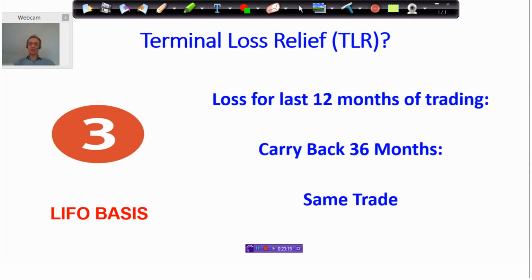Okay. Terminal loss relief, commonly known as TLR, is reasonably straightforward and very similar to the sole tradership option. We're really looking at trading, and as with the sole traderships, we're looking to carry back for 36 months against the same trading income, and we're looking on a LIFO basis. So very similar to the sole tradership relief.